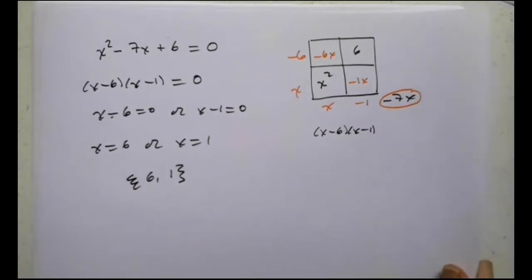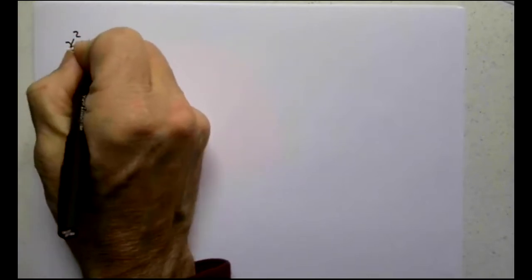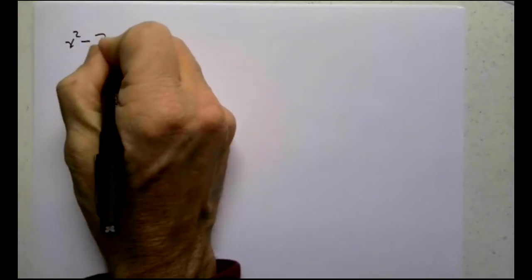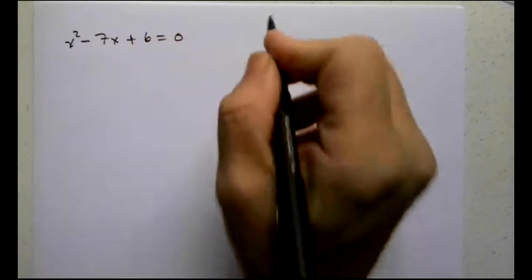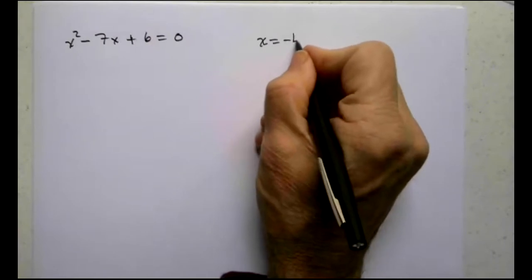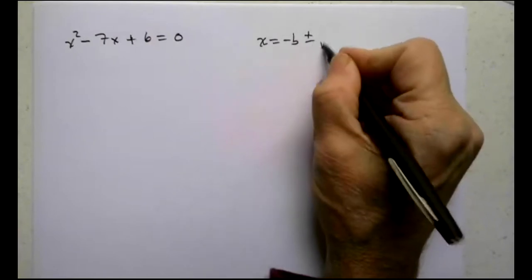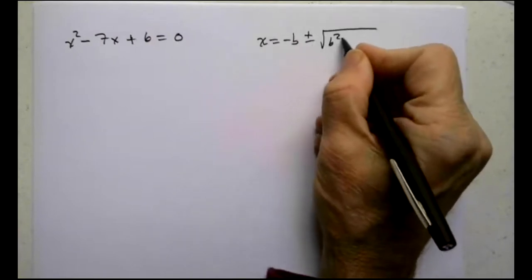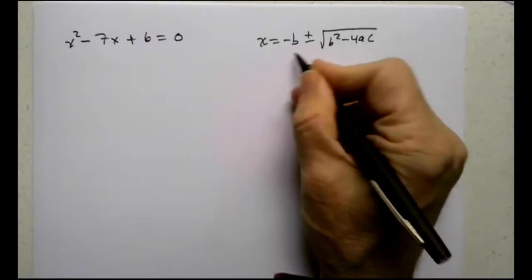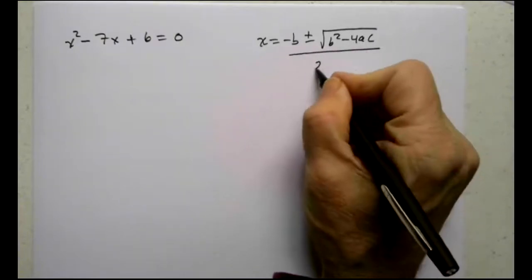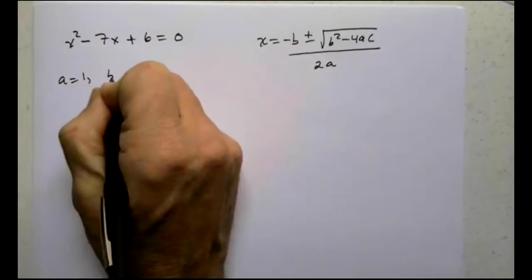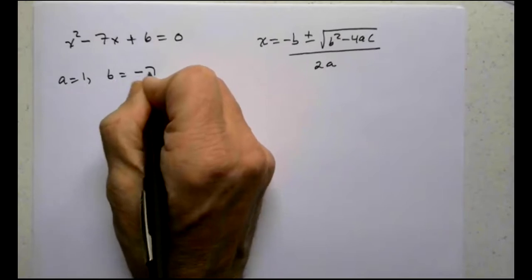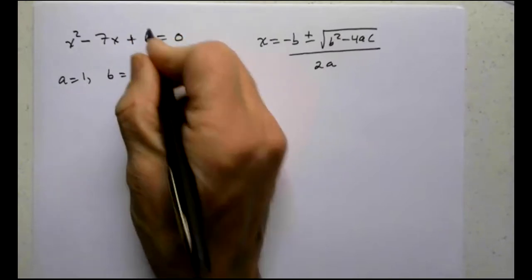Now we're also supposed to use the quadratic formula, x squared minus 7x plus 6 equals 0. So remember the quadratic formula, x equals negative b plus or minus the square root of b squared minus 4ac all over 2a. So in this situation, a is 1, b is negative 7, c is 6. Make sure that looks like a 6.